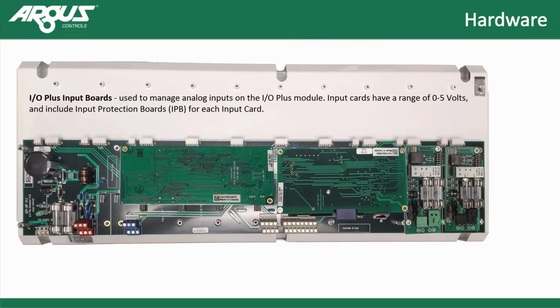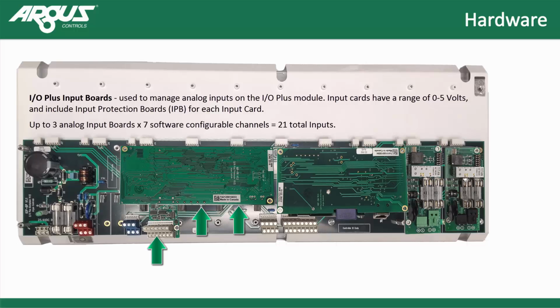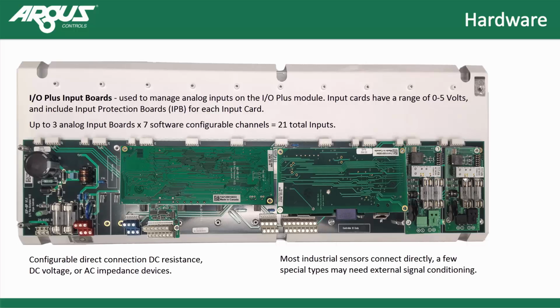Titan I/O Plus input boards are used to manage the analog inputs on the I/O Plus module. Up to 3 analog input cards can be added, each providing 7 software configurable channels for a total of 21 inputs. These are configurable for direct connection of DC resistance, DC voltage, or AC impedance devices. The inputs are used for acquiring signals from sensors and other input devices. Most industrial sensors can be connected directly, although a few special types may require external signal conditioning.